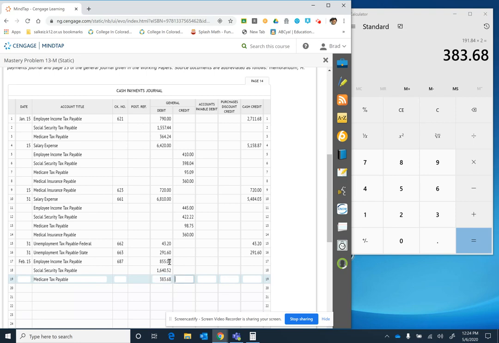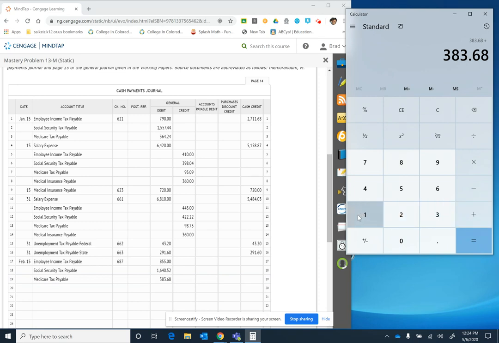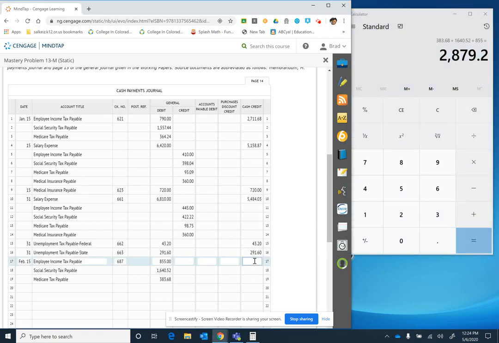So what I'm going to do now is write one check to cover all of us. That's going to be our Medicare plus our Social Security, which is $1,640.52 plus $855. And that comes out to be $2,879.20. So I'm writing a check to the federal government to cover our employee income tax payable, Social Security tax payable, and our Medicare tax payable for the month of January.